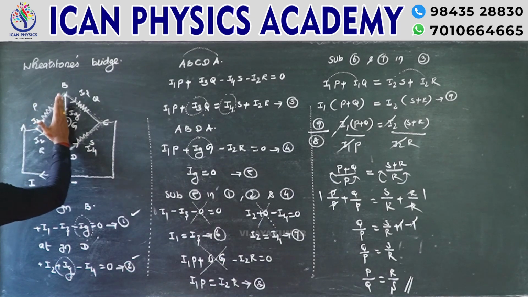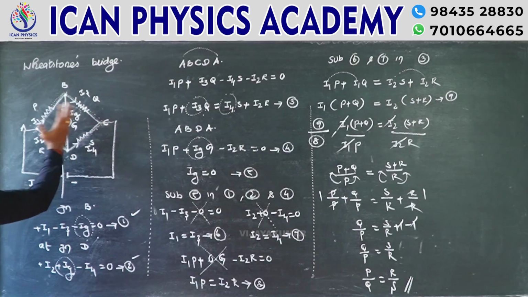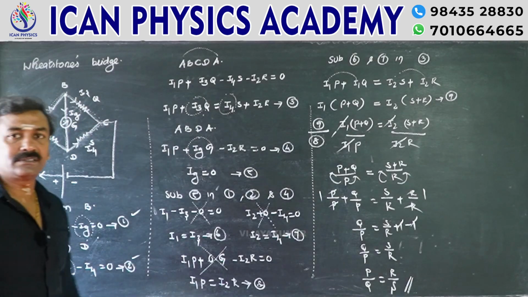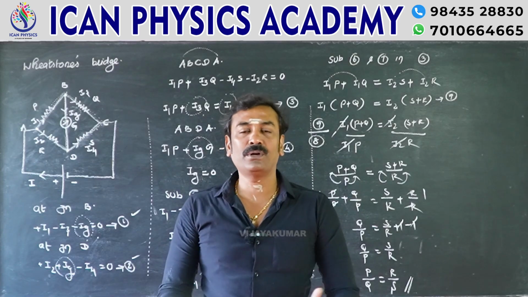P by Q equals R by S. So that is our answer. Okay. Do you get it now? Do you have any doubts? No doubts.